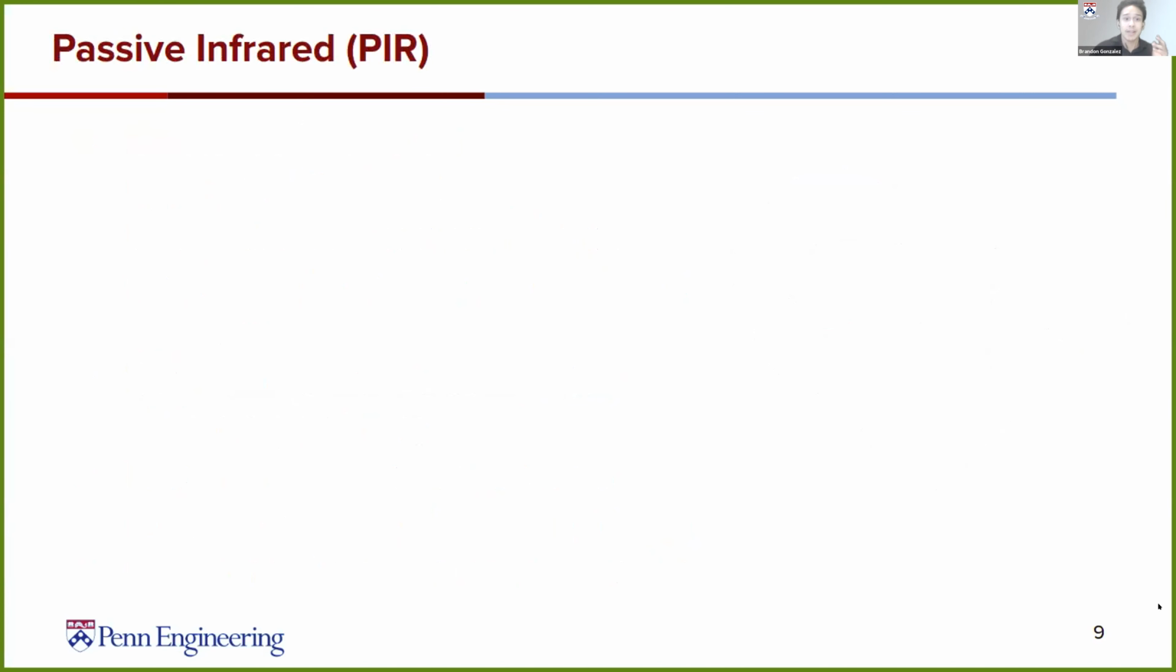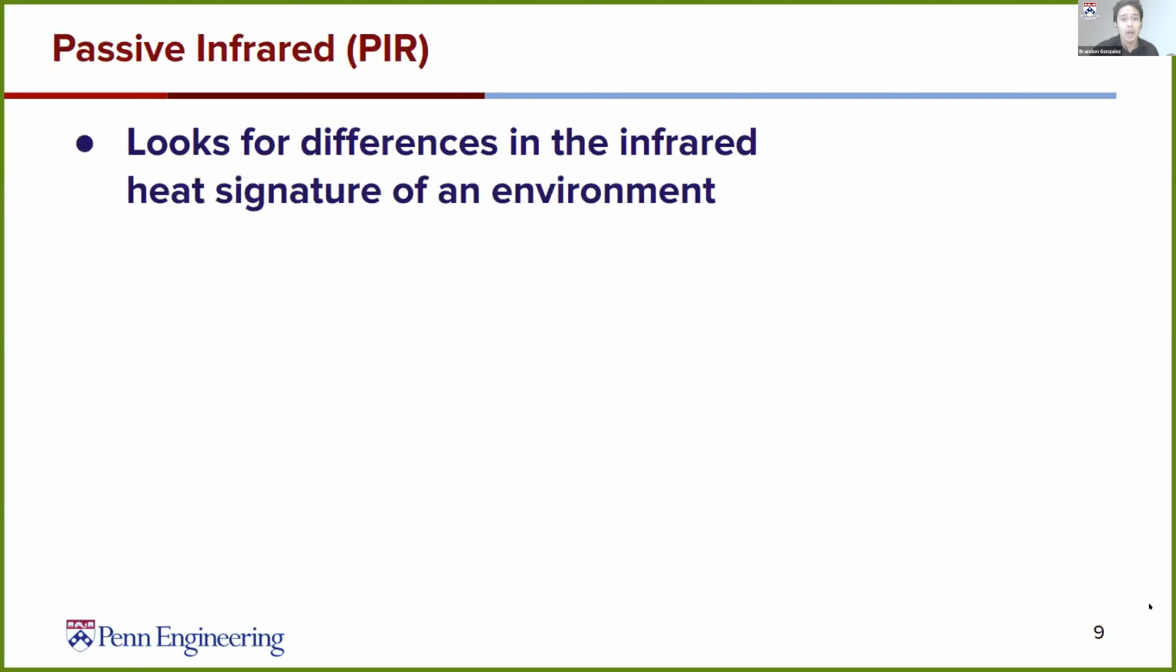The next I will talk about is passive infrared, also known as PIR sensors. They essentially look for differences in the infrared heat signature of an environment to detect some kind of motion based on a human entering the environment.